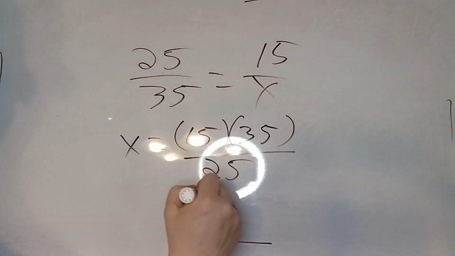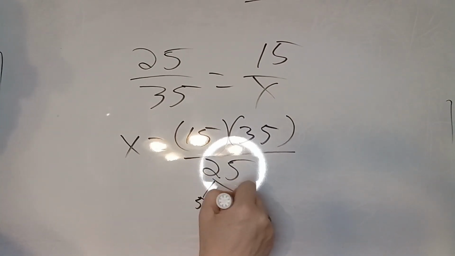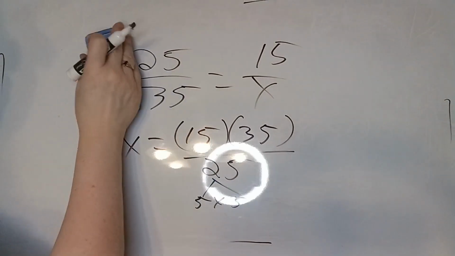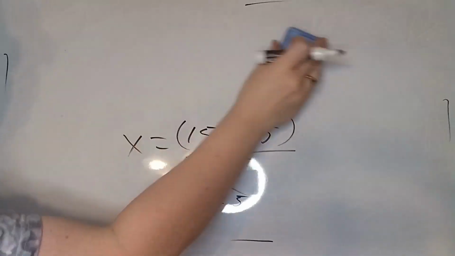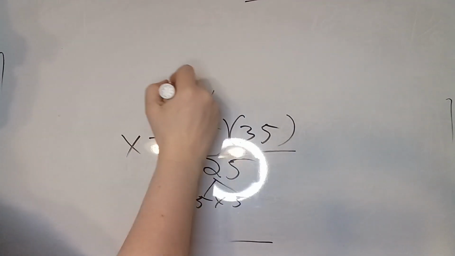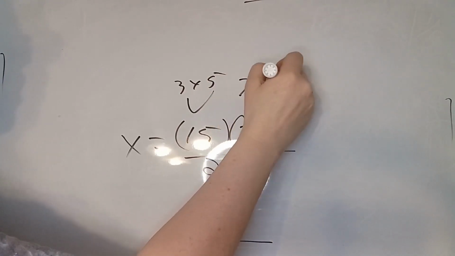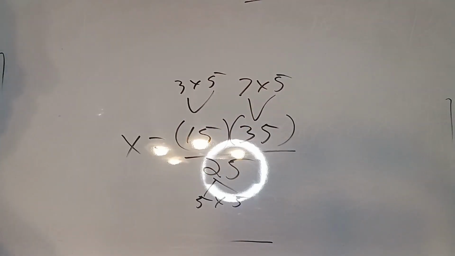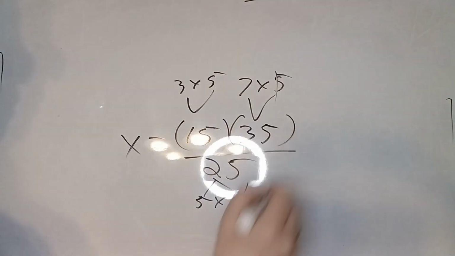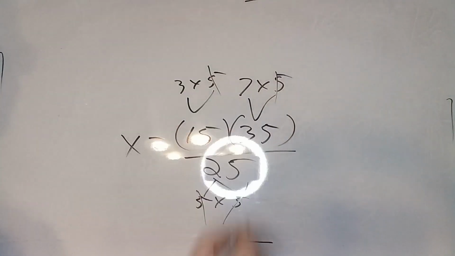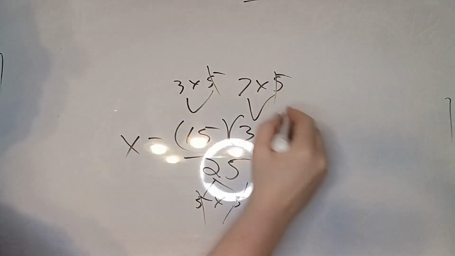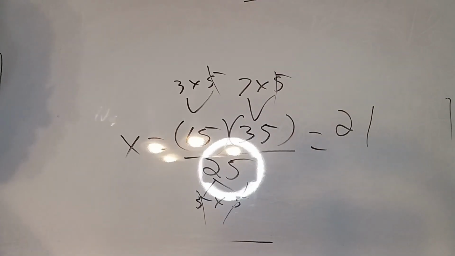Okay, we know that 25 gives us 5 times 5. The 15 gives us 3 times 5. And the 35 gives us 7 times 5. So we can cancel out a 5 here and a 5 here, and a 5 here and a 5 here. And we get 3 times 7 equals 21.